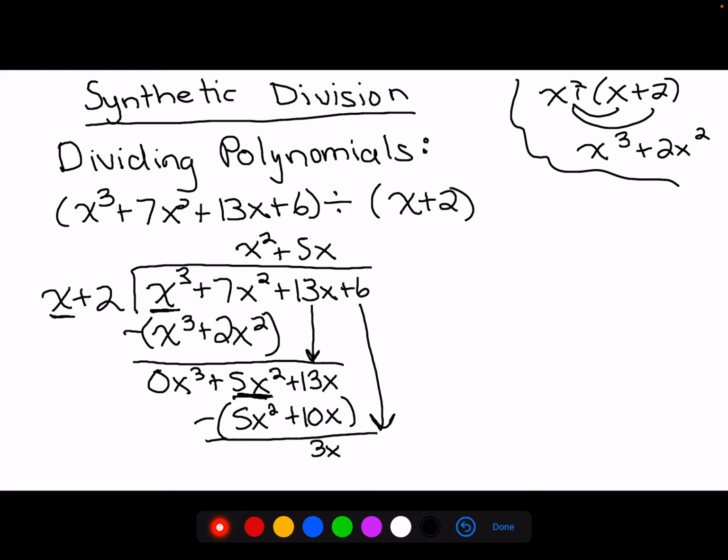Bring down. I'm not going to bother writing this. I will for this example, but in the future, I'm not going to write the 0 terms like that. I will for now, 0x squared. We got plus 3x, and then we'll bring down the plus 6. So now we'll think about this 3x leading right here. Well, x times plus 3 would give us 3x. So 3 times x plus 2 is 3x plus 6. Sorry, I'm running out of room here on this little slide, but we know we get 0. So we know we get a remainder of 0.